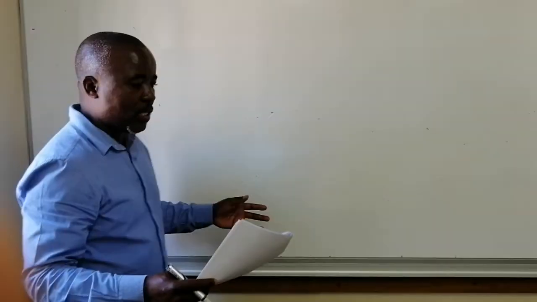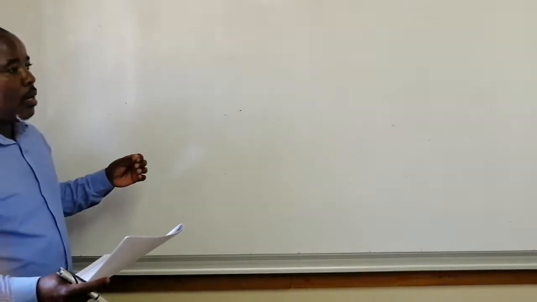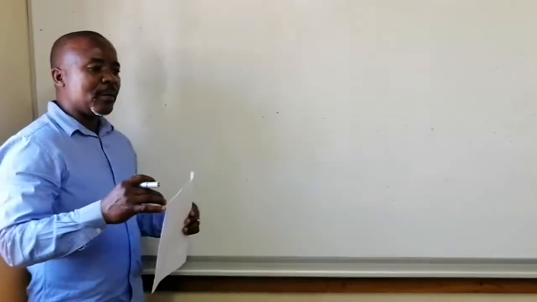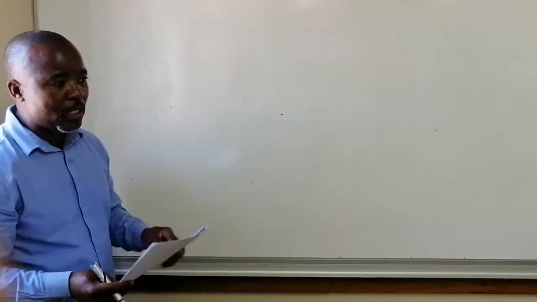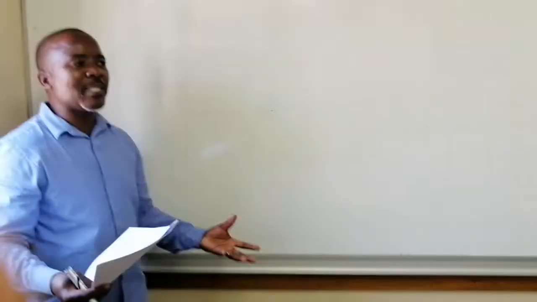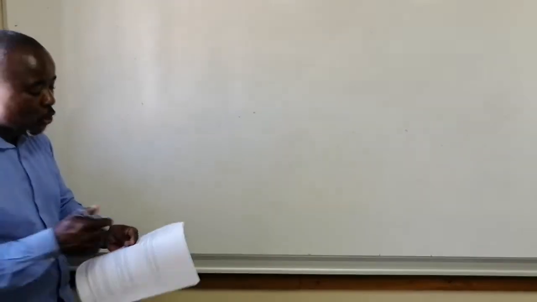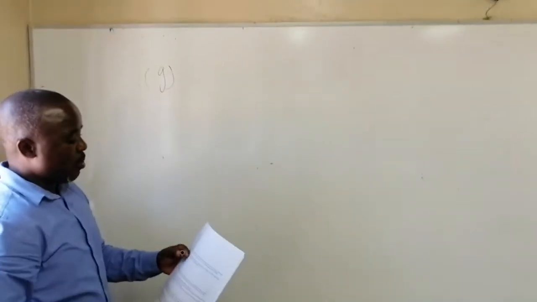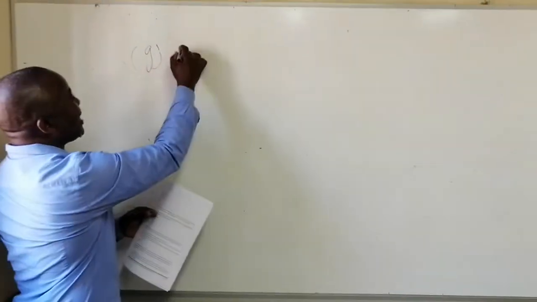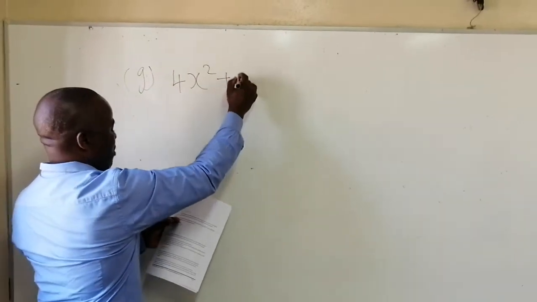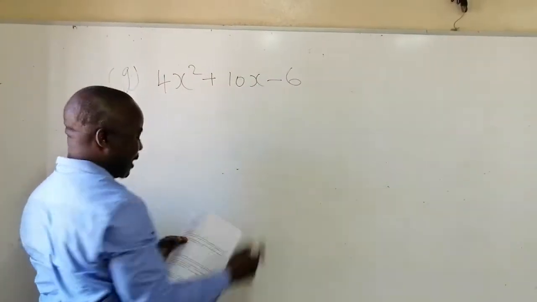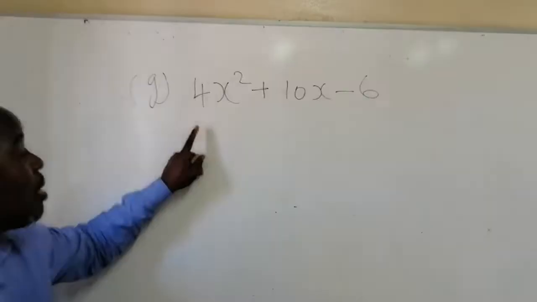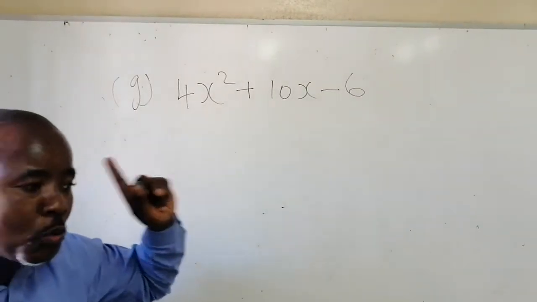Before we went to a short break, I indicated that we have situations where the coefficient of the squared term is not unity. How do you factorize such? We are going to demonstrate that using part G of the problems that are listed in the notes, 4x squared plus 10x minus 6. Clearly, the coefficient of the squared term here is not 1, but 4.